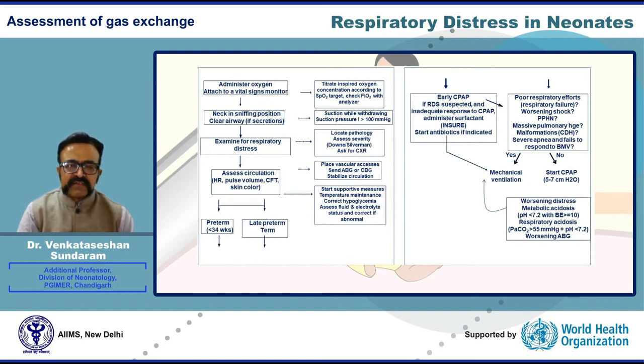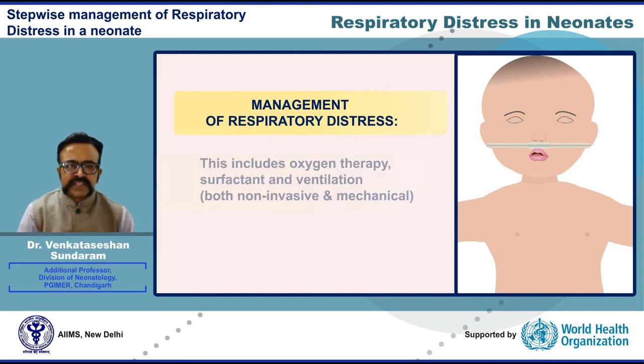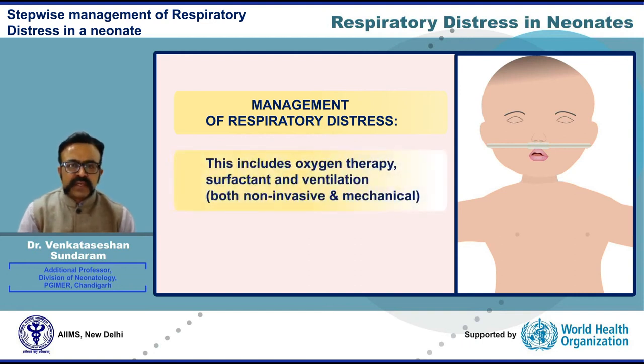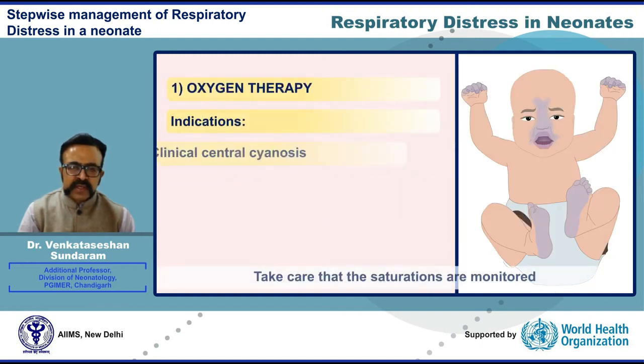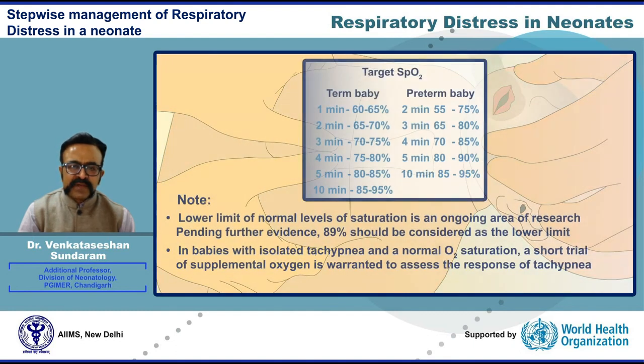In cases where the efforts are poor or there are other indications as stated, intubation and mechanical ventilation may be initiated. If you look at the management of distress in a stepwise fashion, the first step is to administer oxygen using short binasal prongs or a hood. While administering oxygen, one should take care that the saturations are monitored and the target saturations are adhered to in order to prevent morbidity such as retinopathy of prematurity. An example of a target saturation is given in this slide for your understanding.